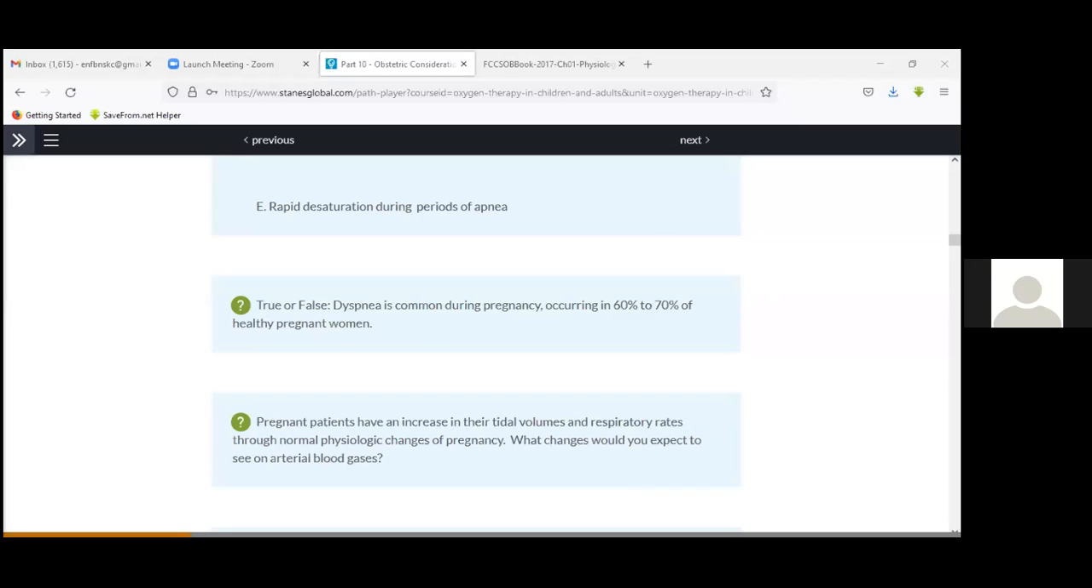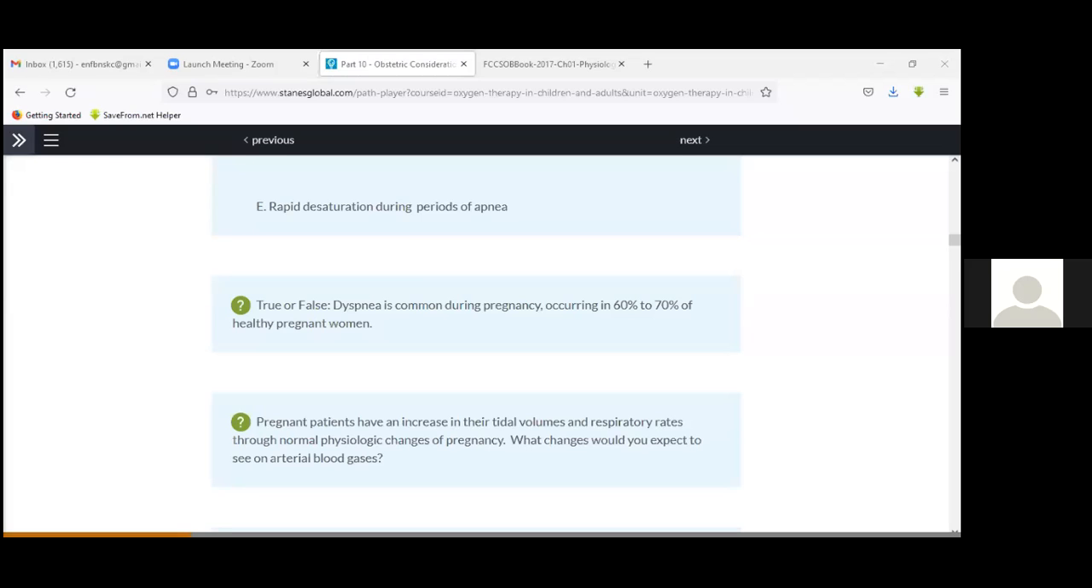Okay, we have false, we have true, we have true, we have another false. Okay, so we have a few answers. 50% said true and 50% said false. When you go through the resource that will be sent, you will see that, like I mentioned earlier, there is increase in respiratory rate, increase in tidal volume because of the increased oxygen consumption. So dyspnea is common during pregnancy, occurring in 60 to 70% of patients. It is true. This happens in most pregnant women. We'll find that in the resource that was just pointed out.